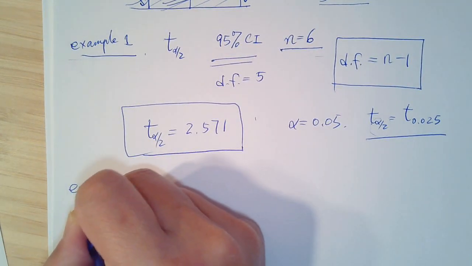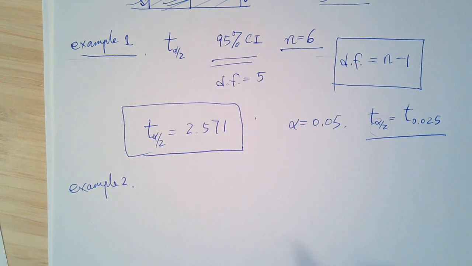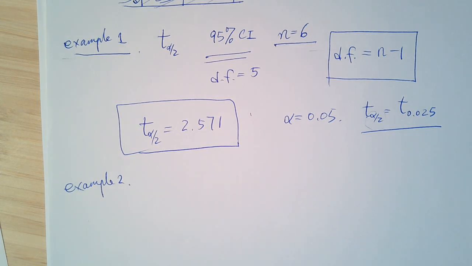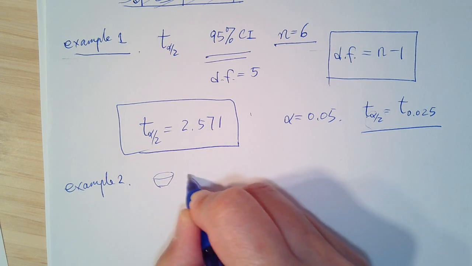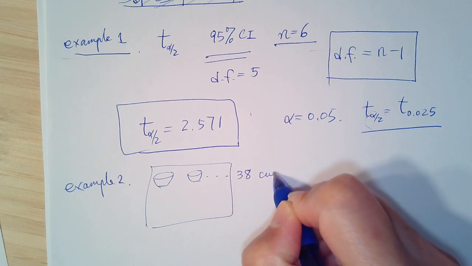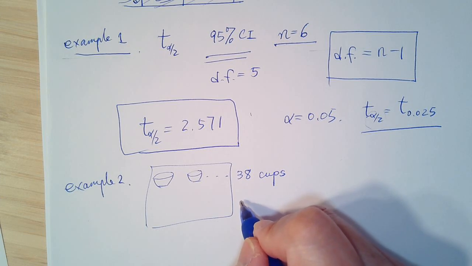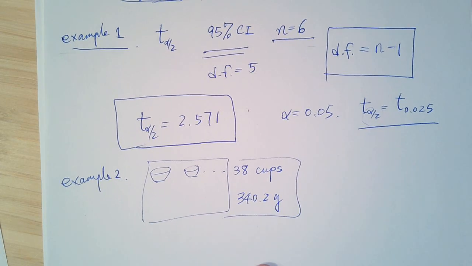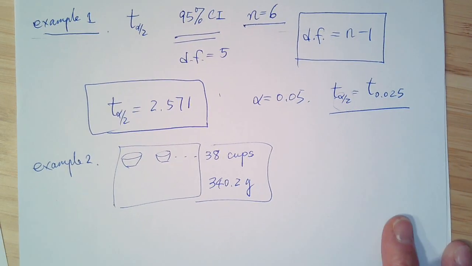Okay, I'm going to work on example 2. Example 2 is the candy: the weights in grams of randomly selected Reese's peanut butter cups miniatures. So it was like all those little candies, right? For each bag, there are 38 cups. And they claimed the total weight is 340.2 grams. Okay, so that's what they claim. However, you don't know whether this is true or not.